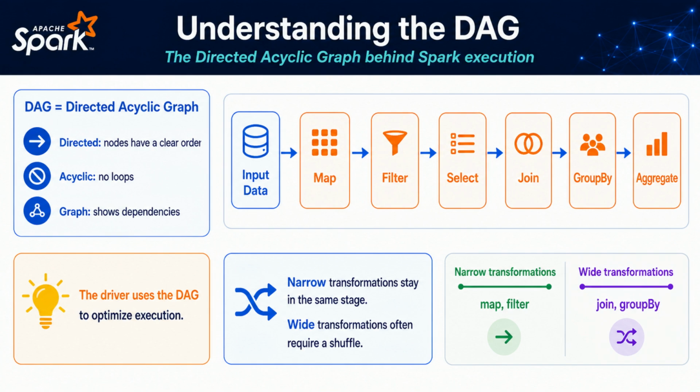Spark uses this DAG to understand the whole pipeline before execution, allowing the driver to optimize the plan, combine operations, and reduce unnecessary work. This optimization helps improve performance and resource usage.